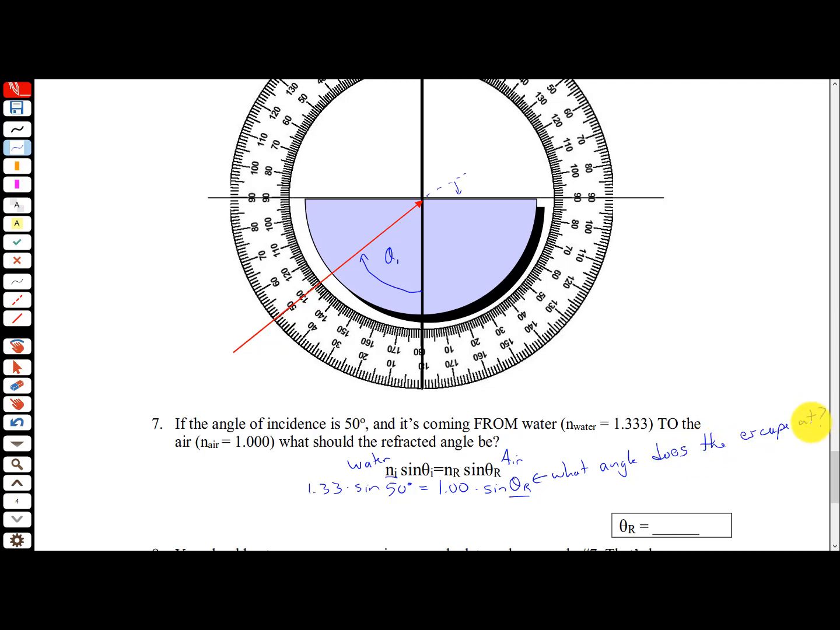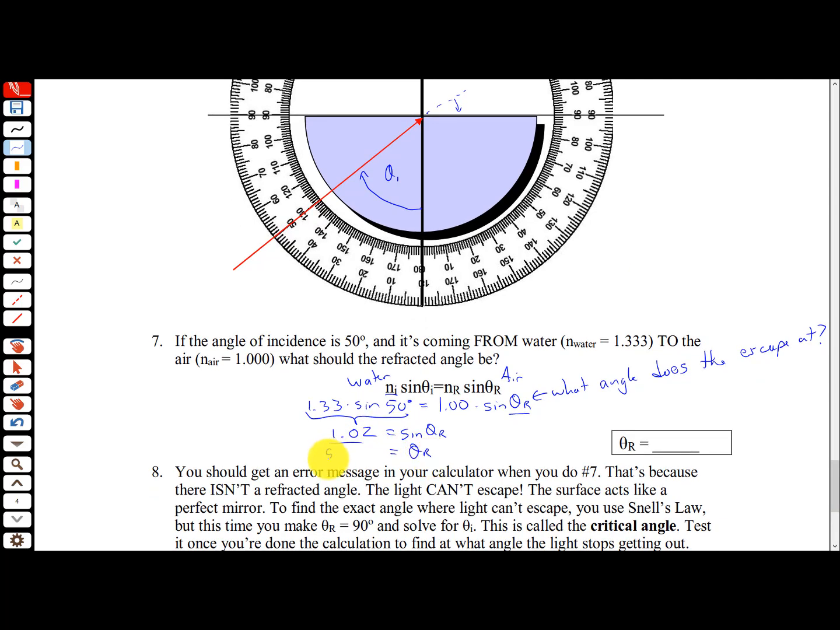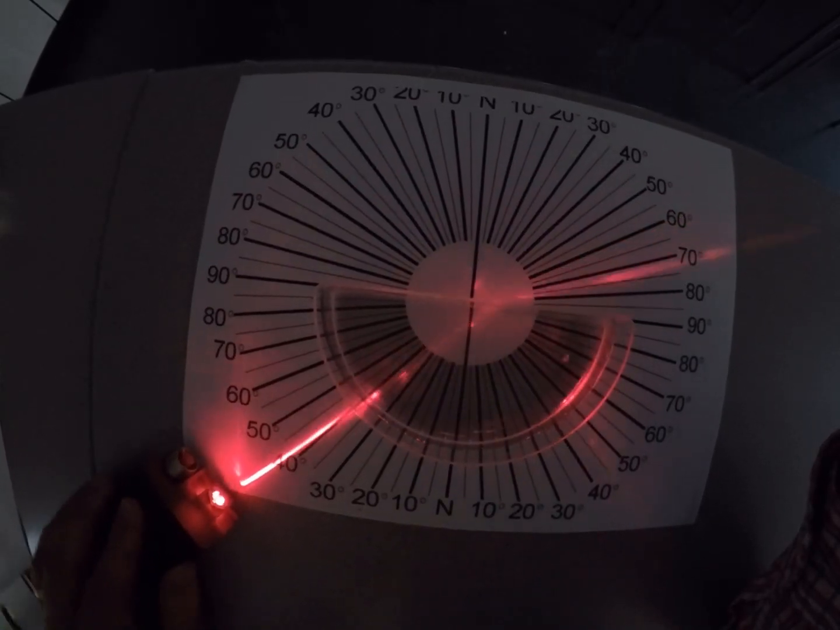Well, in this case, something special happens. So sine of 50 is 0.766 times 1.33. If we take all of this and we crunch it down to 1.01-ish, 1.02 if we round, is equal to sine theta r. People who've done a lot of math kind of get excited at this point because we know that you can't do this. So the angle of refraction is equal to inverse sine of 1.02. What you get is an error. And that's beautiful, because what it means up here is that the light can't get out.